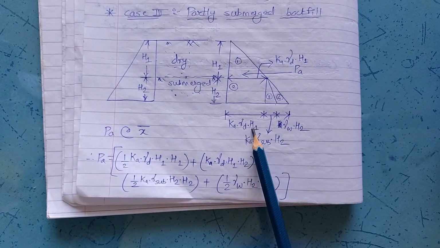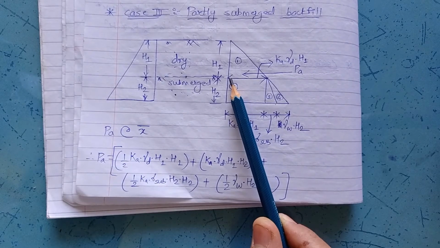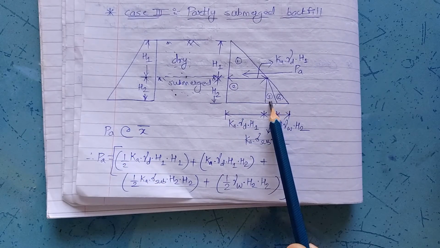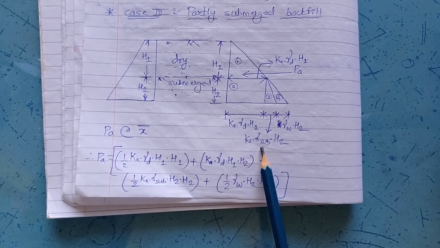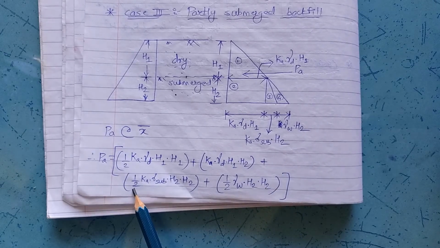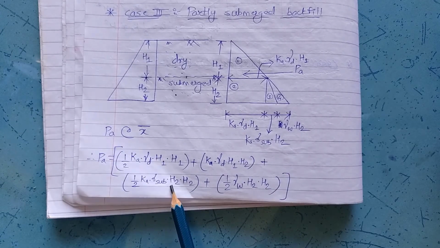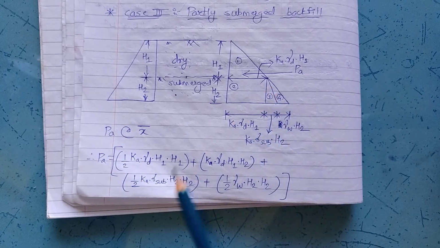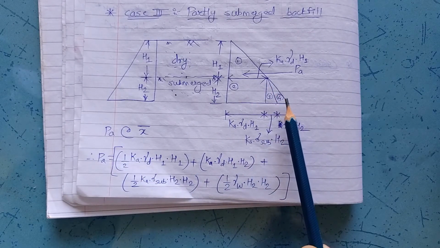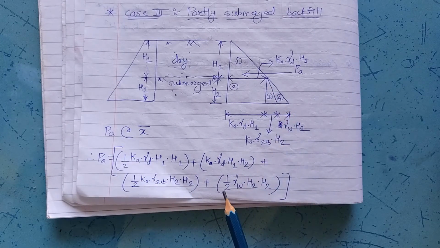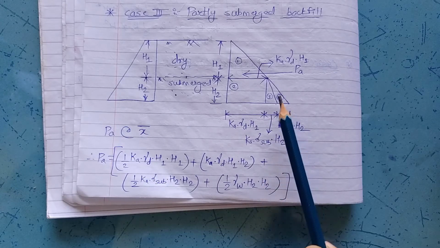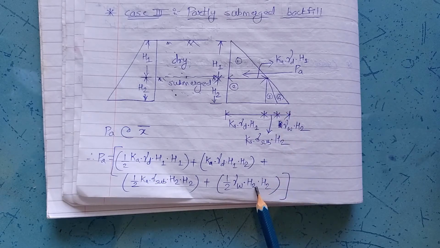Area of second component, Ka into gamma d into H1 into H2, area of third component, since it is triangular, half Ka into gamma submerged into S2 into H2 height, and area of this, half base into height, Ka into gamma W into H2 into S2.